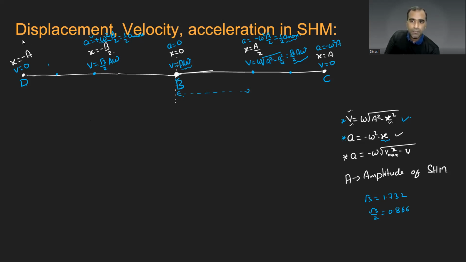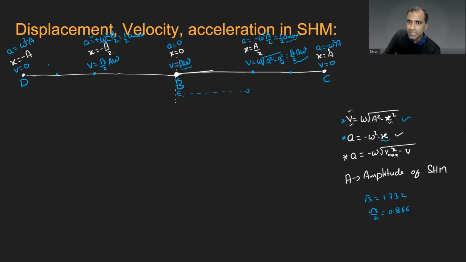Okay, right. So what is the acceleration here? What is acceleration? You just substitute in the formula. x equal to minus a. If you substitute, what is acceleration? Omega square into a. Same magnitude here, same magnitude here. Only thing is the minus sign is different.